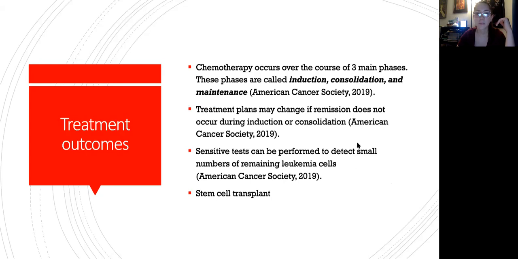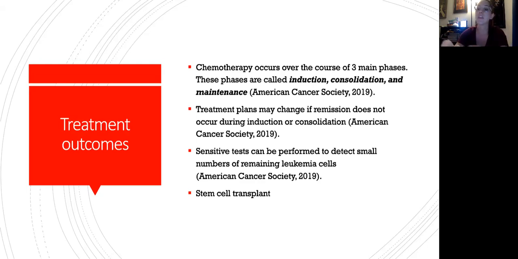All right. So, treatment outcomes. There are 3 phases of chemotherapy. The first is induction, second is consolidation, and then last is maintenance. Induction chemotherapy targets remission, which means that leukemia cells are no longer found in bone marrow samples. The normal cells reappear and the blood counts normalize, and this is when remission happens.